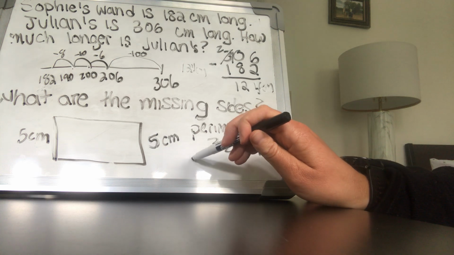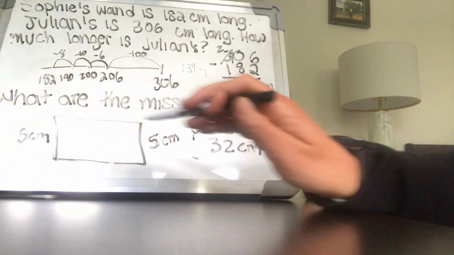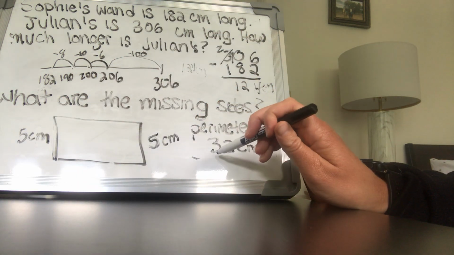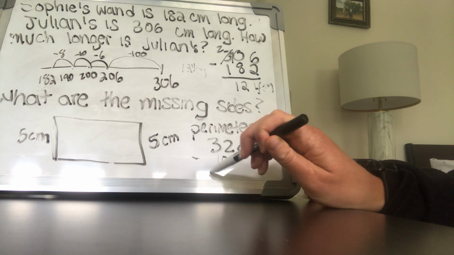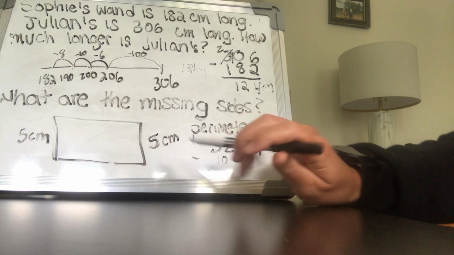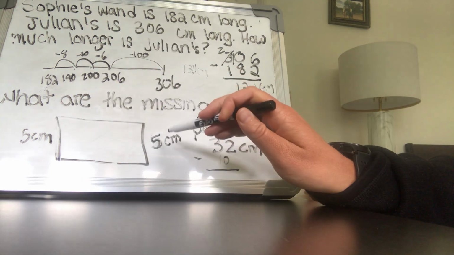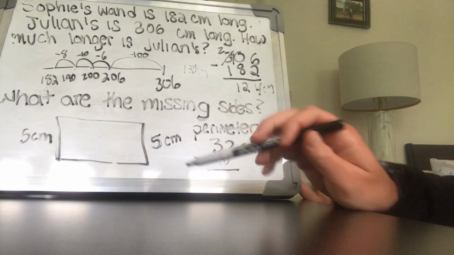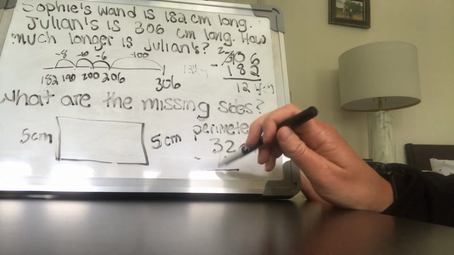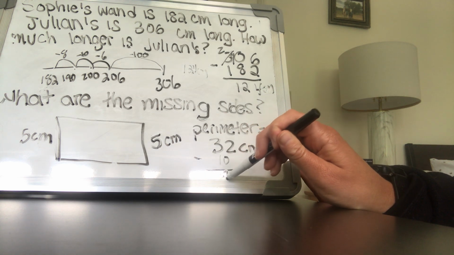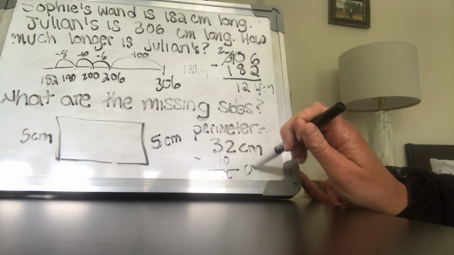So my total is 32. 5 plus 5 is 10. 10 is the part that I know. I need to figure out the missing part. So I'm going to take away the parts I know, which is 10, because 5 plus 5 is 10, from 32. 32 minus 10 is just 22 centimeters.